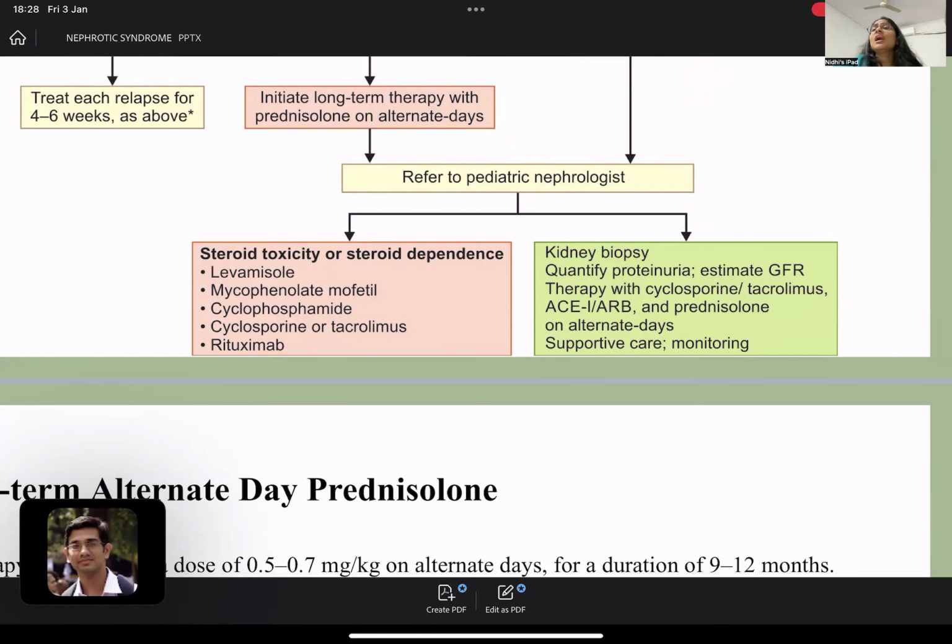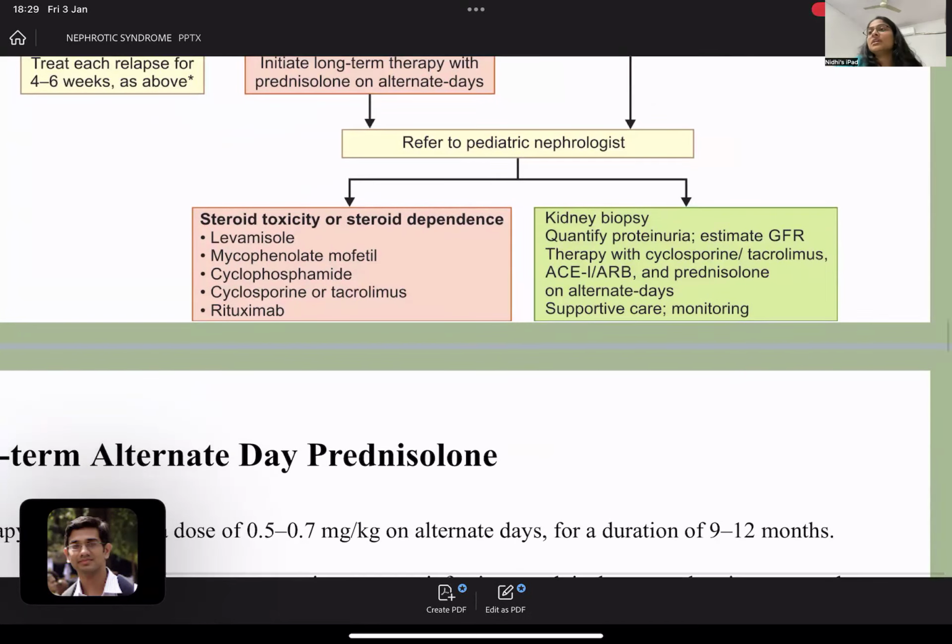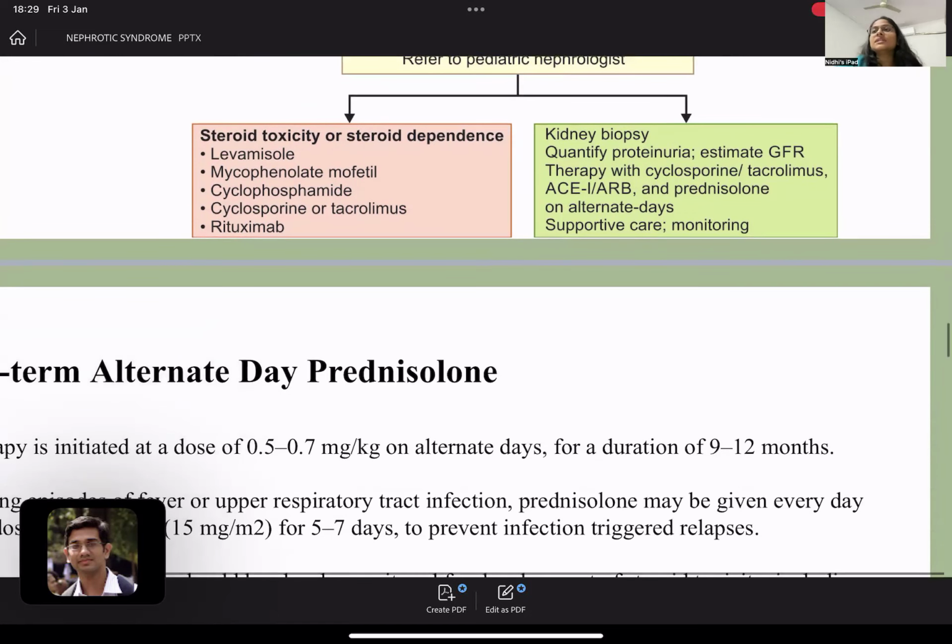Now moving on, in late steroid resistance, we usually plan a kidney biopsy for the patient. Also, if there is a steroid resistant case, or a nephrotic syndrome that has hypertension, we start ACE inhibitors or ARBs, because they prevent renal remodeling, they are renoprotective, and they also decrease albuminuria.